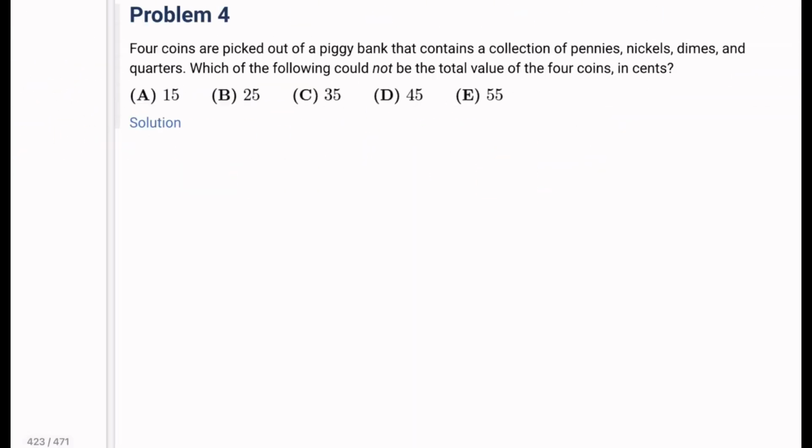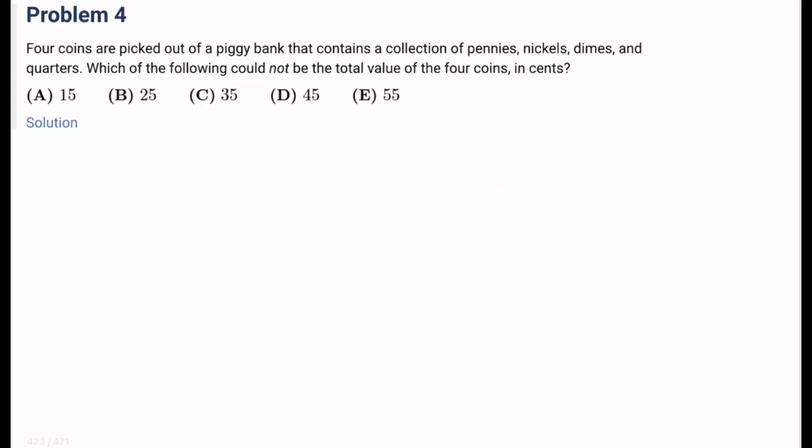It's B. Number 4, 4 coins are picked out of a piggy bank that contains a collection of pennies, nickels, dimes, and quarters. Which of the following cannot be the total value of the 4 coins in cents? Okay, so since all our answer choices are multiples of 5, and we pick 4 coins, that means pennies cannot be picked out. So that means only nickels, dimes, and quarters.